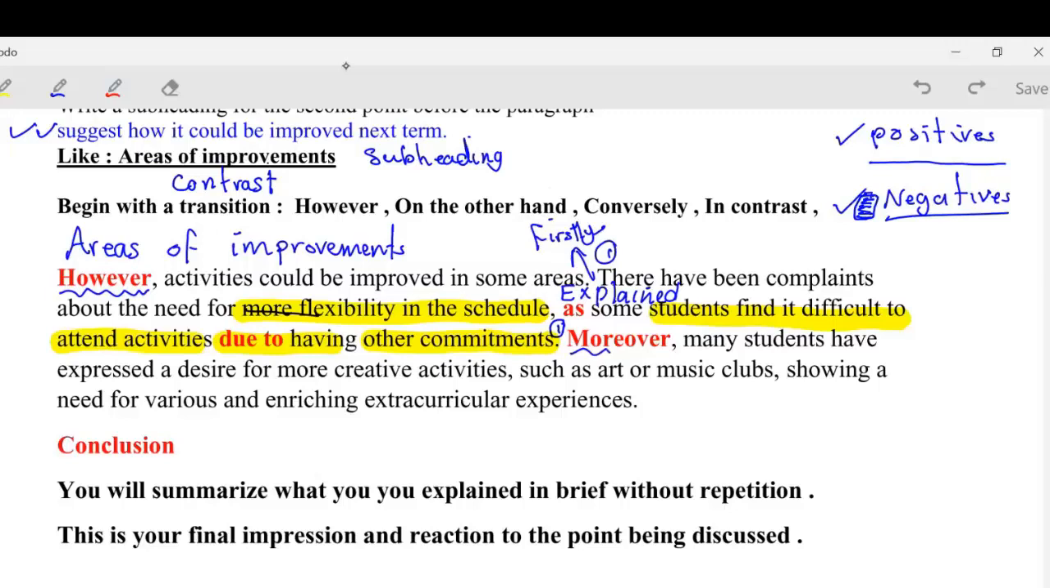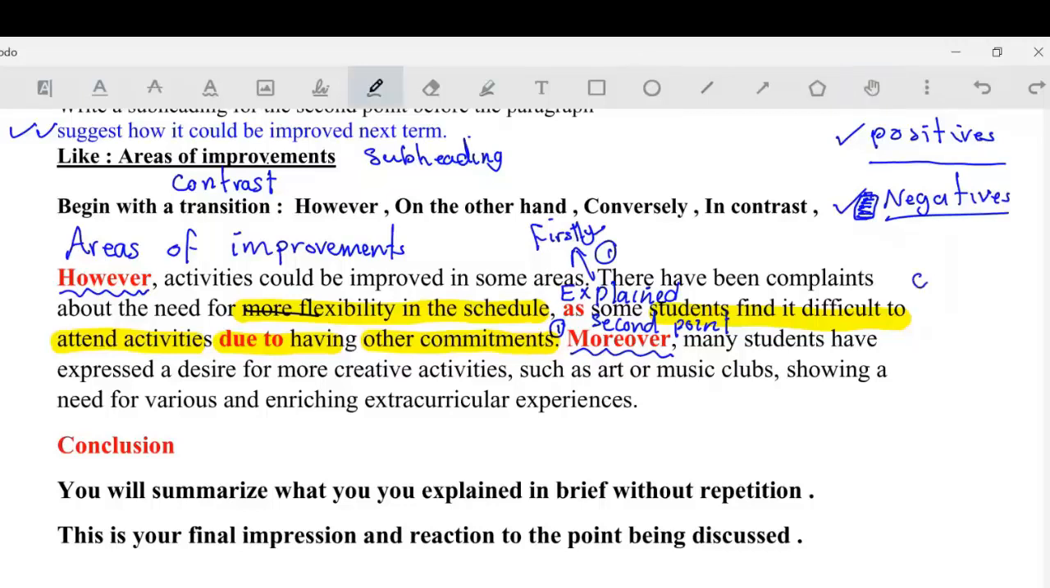Then I started a new point. This is the second point. Okay, I said here, many students have expressed a desire for more creative activities such as art or music clubs, showing a need for various and enriching extracurricular experiences. Okay, so I explained also 2 points here.